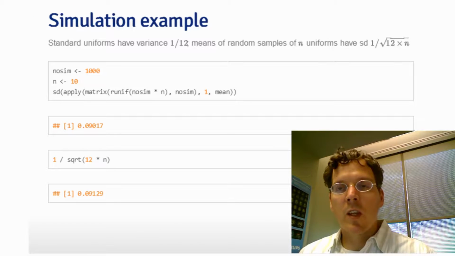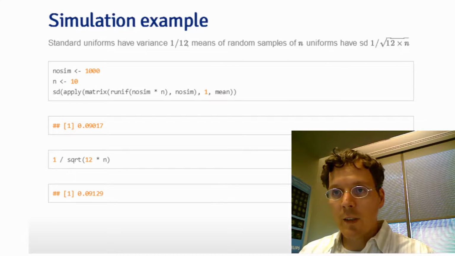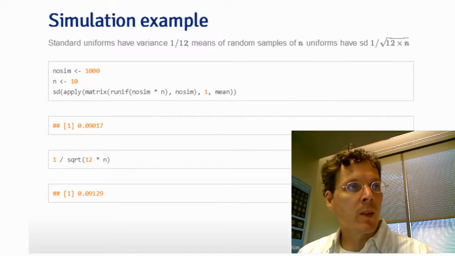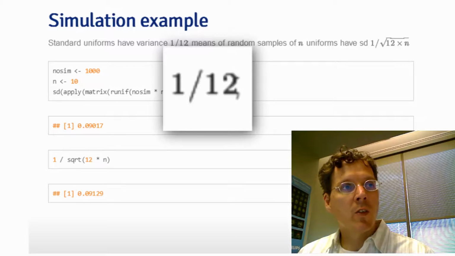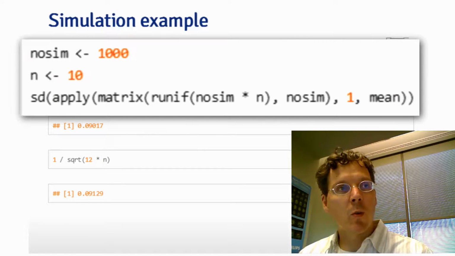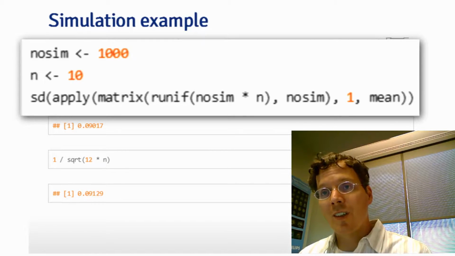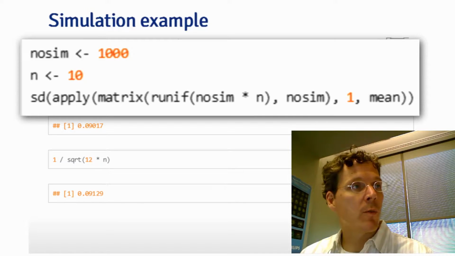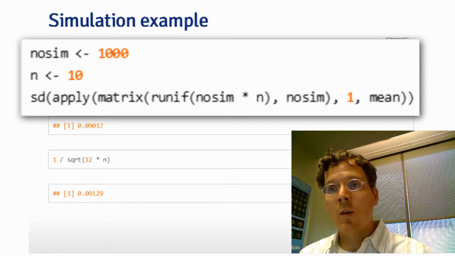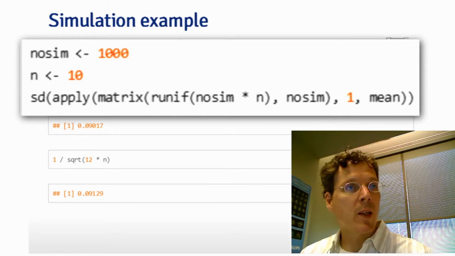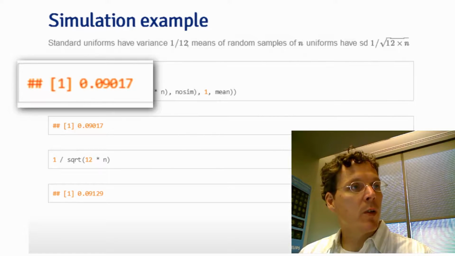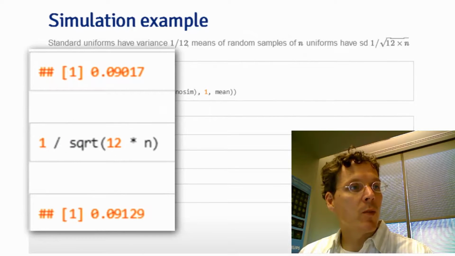Let's try it again. Standard uniforms, remember that density that's a flat line between 0 and 1, turns out that has a variance of 1/12. So let's take means of random samples of n uniforms. So what we're going to do is simulate, in this case, 10 uniforms, take their average, and then do that over and over again, and then take the standard deviation of the collection of averages of 10 uniforms. And that will tell us about the distribution of averages of 10 uniforms from this population. Our math says that it should be 1 over square root of 12 times n. So if we do this, we get 0.09, and if we just take 1 over square root of 12 times n, we get 0.09.